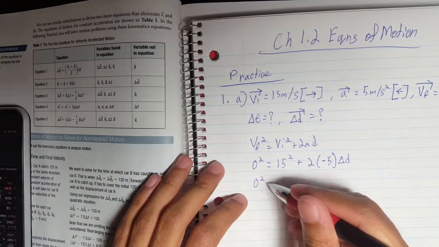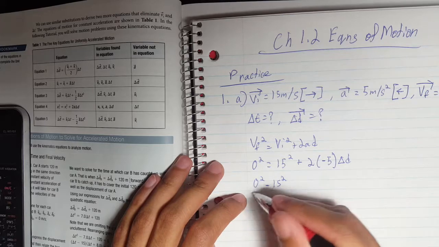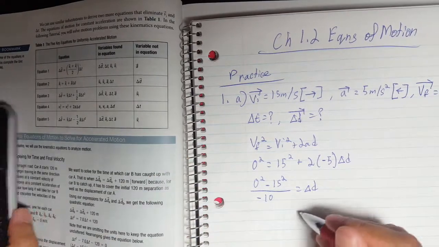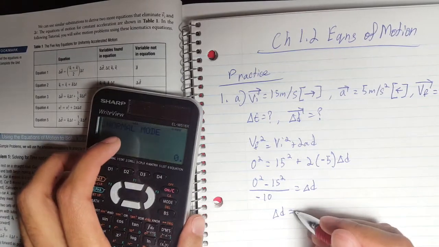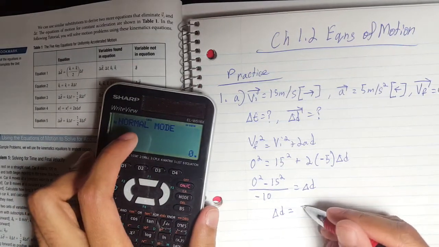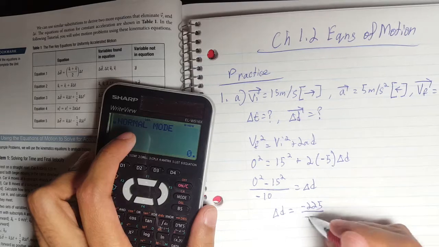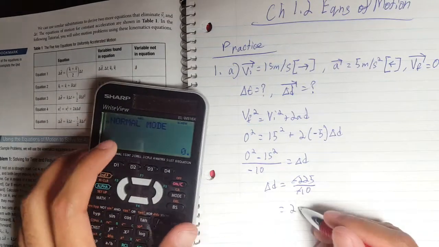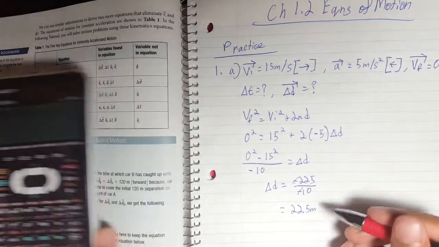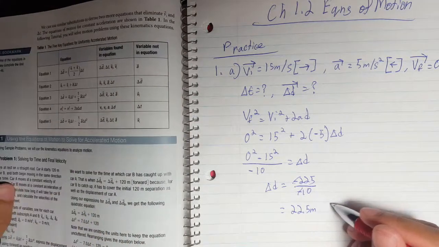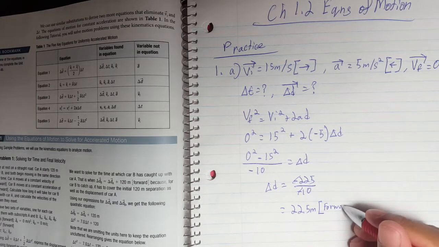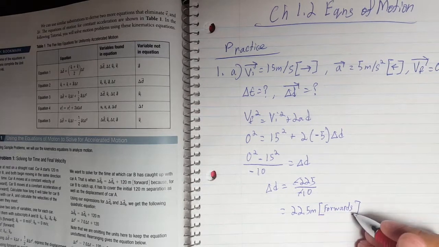So 0 squared minus 15 squared divided by negative 10 equals displacement. Displacement equals negative 225 over negative 10, and the negatives cancel, so that gives you 22.5 meters as your displacement. 22.5 meters forwards, because remember, displacement has a direction. Okay, let's go on to question number 2.